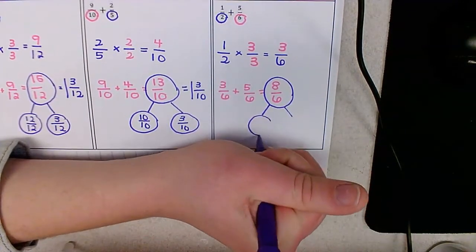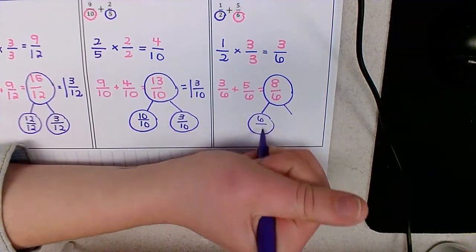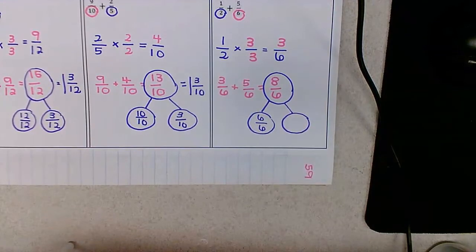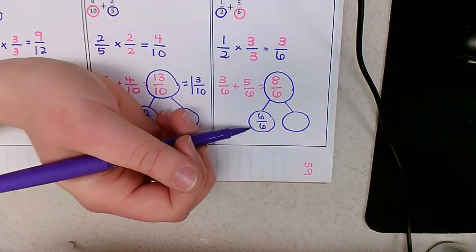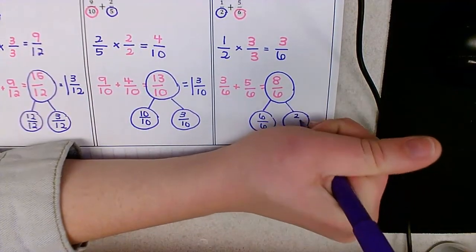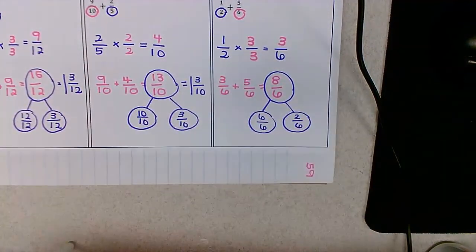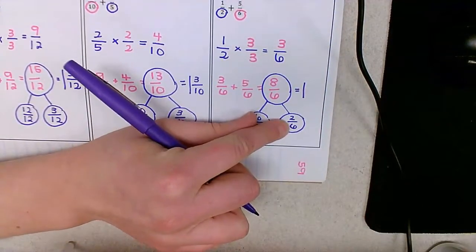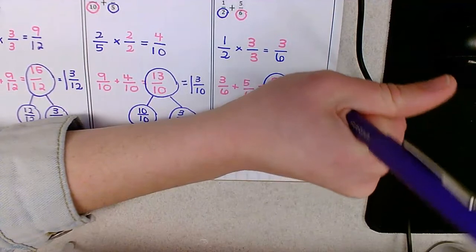I'll pull out my whole group. 6/6. 8/6, take away 6/6, leaves me with 2/6. So my mixed number would be 1 whole and 2/6. Now it's your turn.